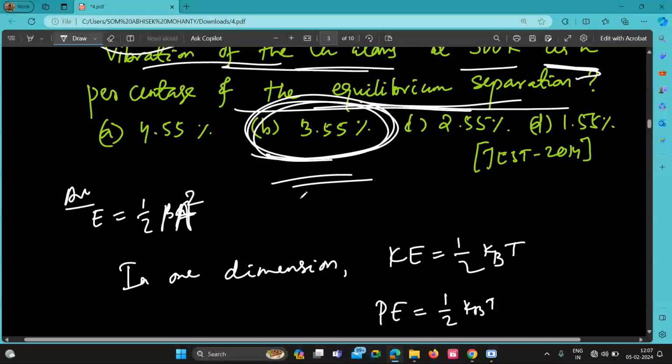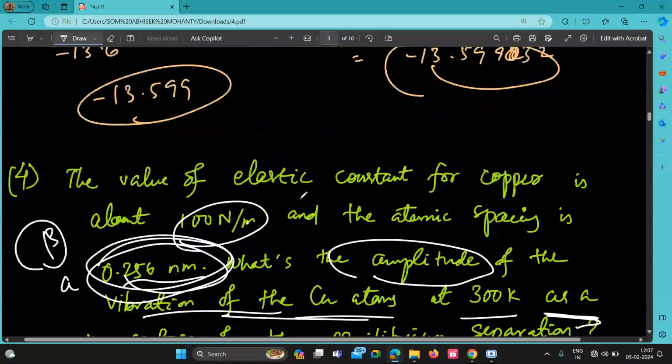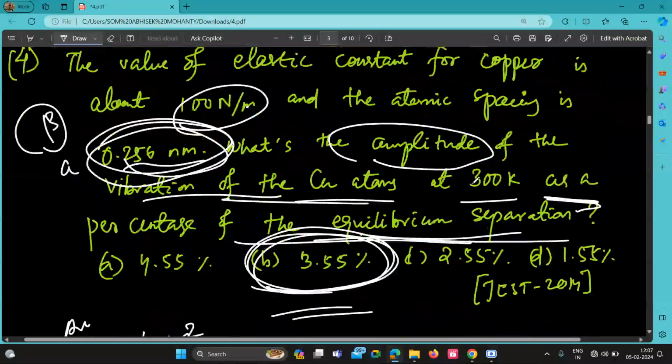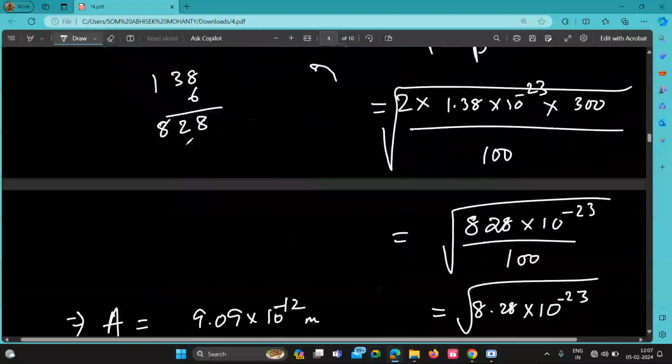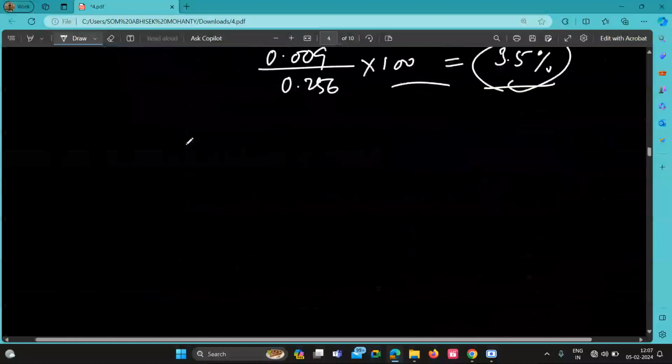What it is asking in the question, everything is given except the amplitude. We need to find the amplitude from half beta a square. The amplitude is what percentage of the equilibrium separation, that is the atomic spacing. That much we need to find. It's a very good question. I hope you understood. Okay, next question.